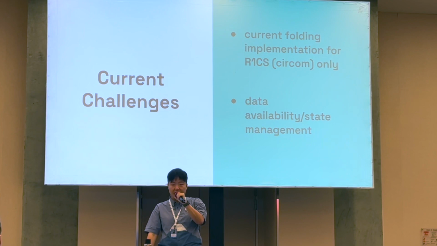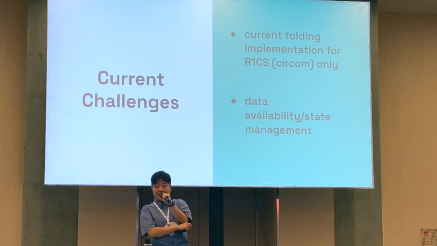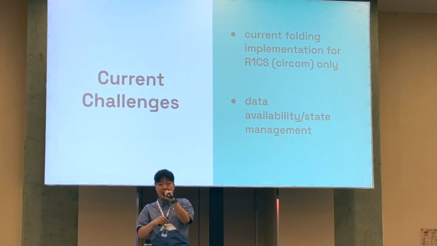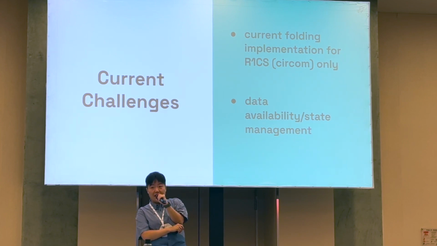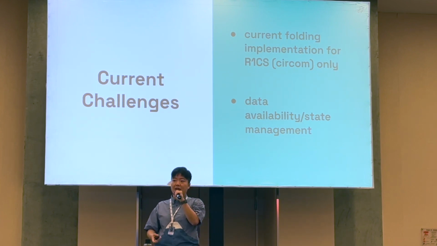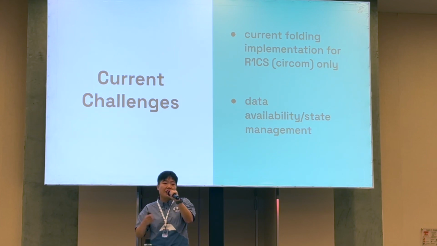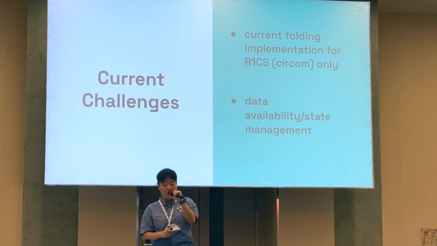Some of the current challenges: for the second point, data availability and state management, I already summarized it. The other thing, also summarized in Maggie's table at the end of the first half, is that the current folding implementation is only done on Nova, and Nova only works on R1CS, which typically means that we write a Circom circuit and compile it down to an R1CS system, or you can write R1CS directly. But that's what it works on right now.